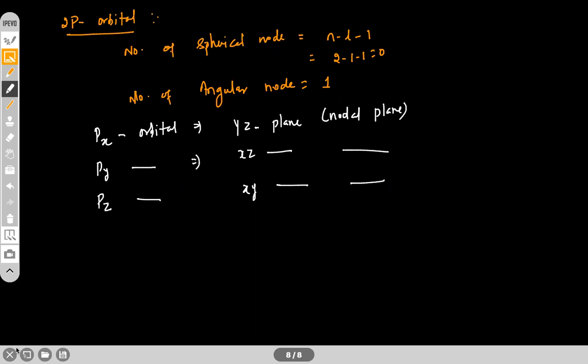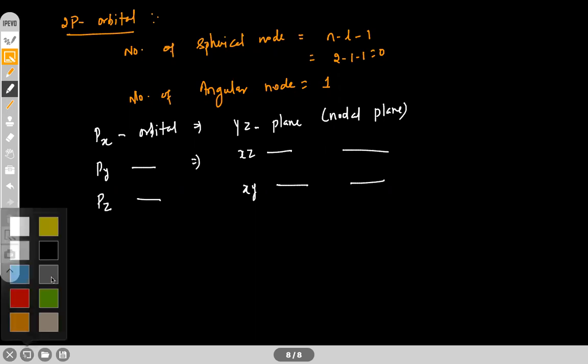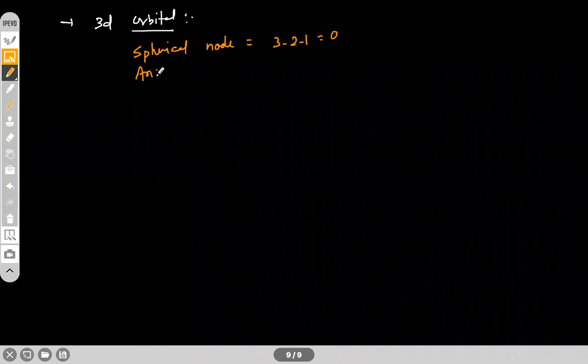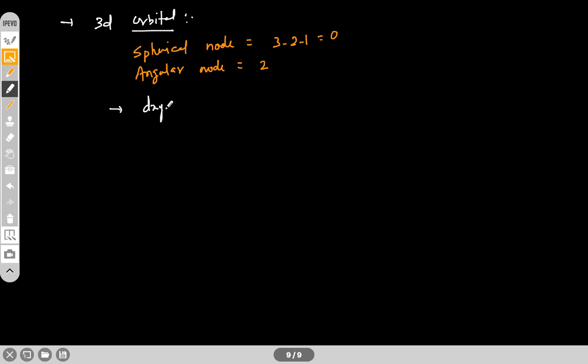Okay, now if you talk about the 3D orbital, could you tell me how many nodal surfaces we have for 3D orbital? Spherical node? 2, that's right. The spherical node is 3 minus 2 minus 1, that is 0. An angular node is 2. Okay, so if it is dxy orbital, it is in the xy plane.